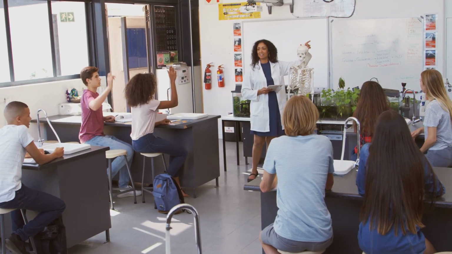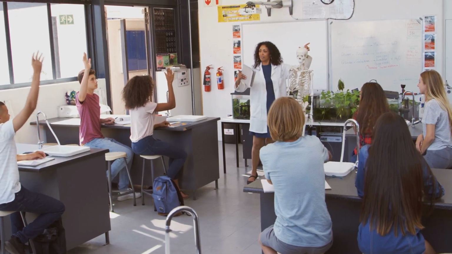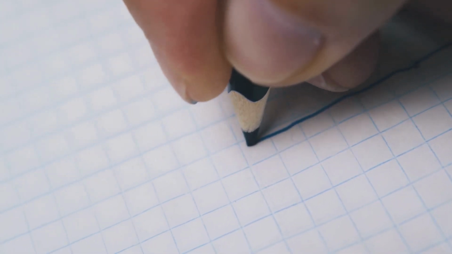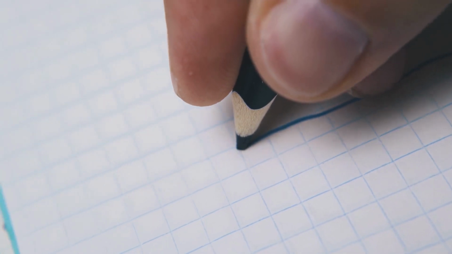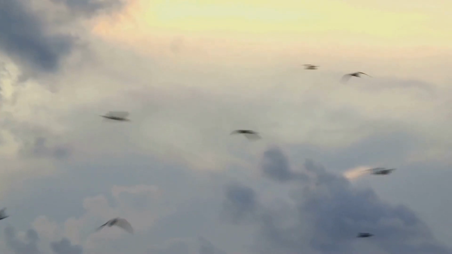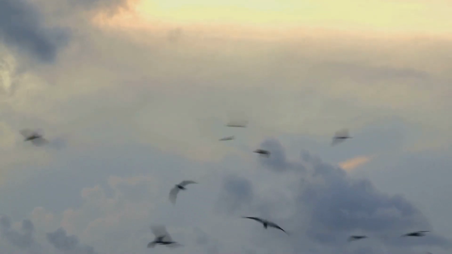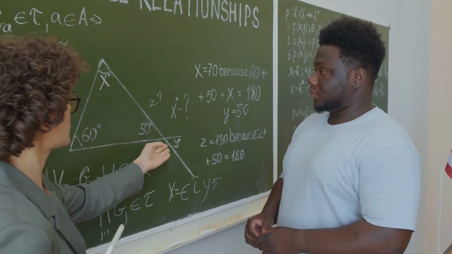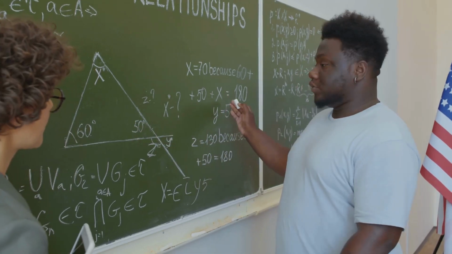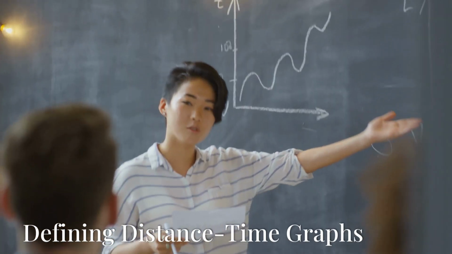Alright class, today we are going to dive into the exciting world of motion and how we can measure, record and interpret an object's motion using distance-time graphs. Motion is all around us, from the cars driving down the street to the birds flying in the sky. By the end of this lesson, you will be able to understand how to use distance-time graphs to analyze and interpret the motion of objects.